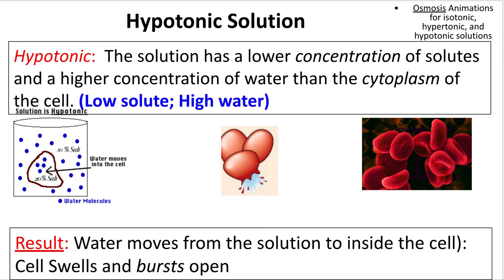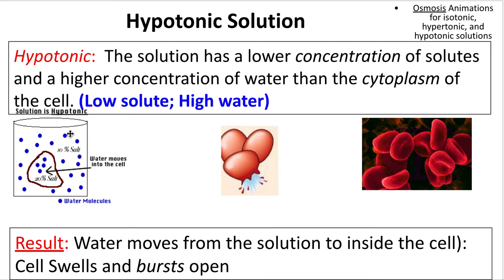In the first situation, we're going to look at a red blood cell. We're going to look at what happens when we put the red blood cell in something known as a hypotonic solution. A hypotonic solution is a solution that has a lower concentration of solutes and a higher concentration of water than the cytoplasm of the cell. So if we look at this picture on the left-hand side, this is a red blood cell. Here's its outline. And it has 20% salt concentration inside the cell. It's in a hypotonic solution that has only 10% salt concentration.